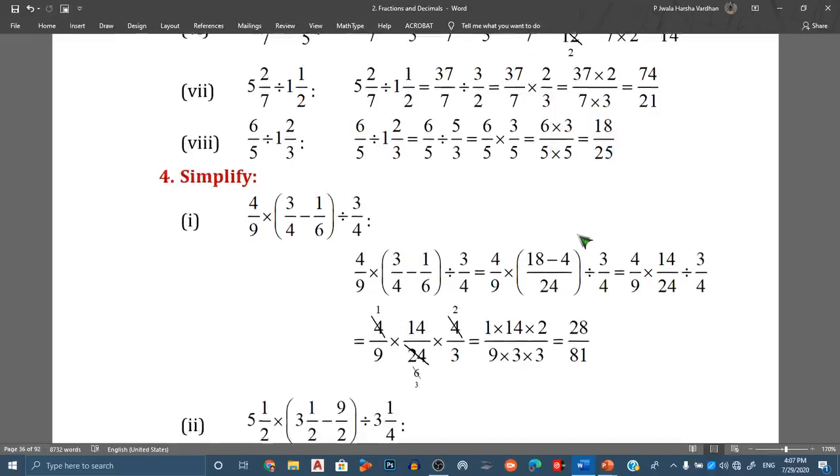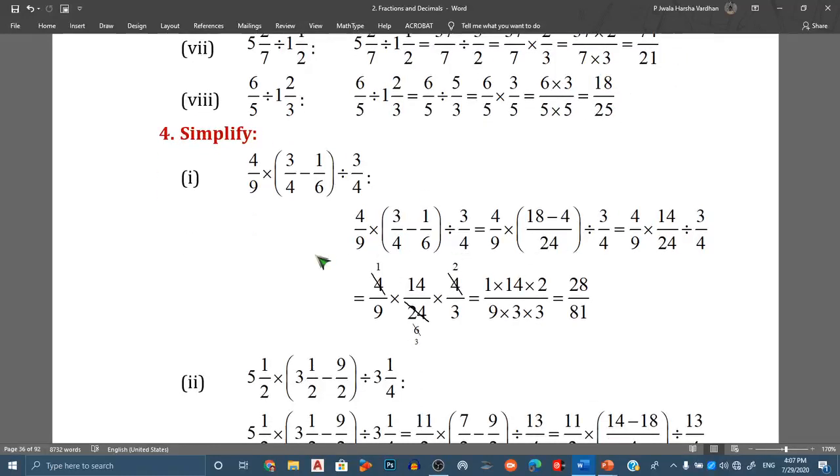Next, simplify. Here more than two operations are given. Up to here, it was given in the form of divisions only. Here multiplication, subtractions, and divisions are also given. So whenever you get any problem with more than two operations, you have to think about the rule, which is the BODMAS rule.